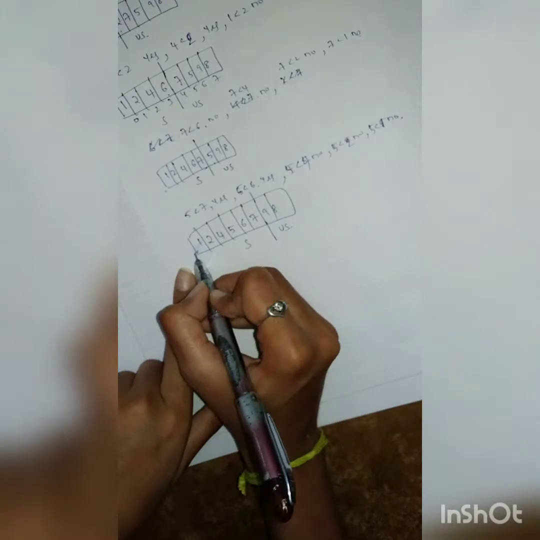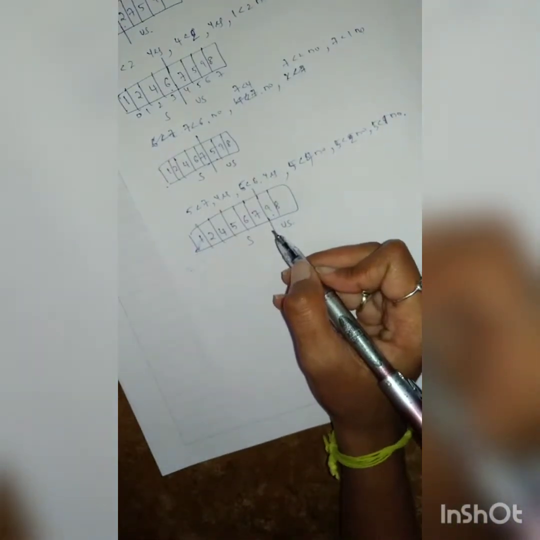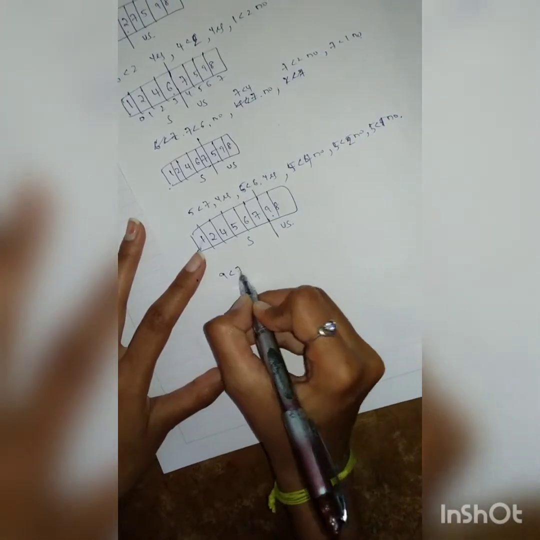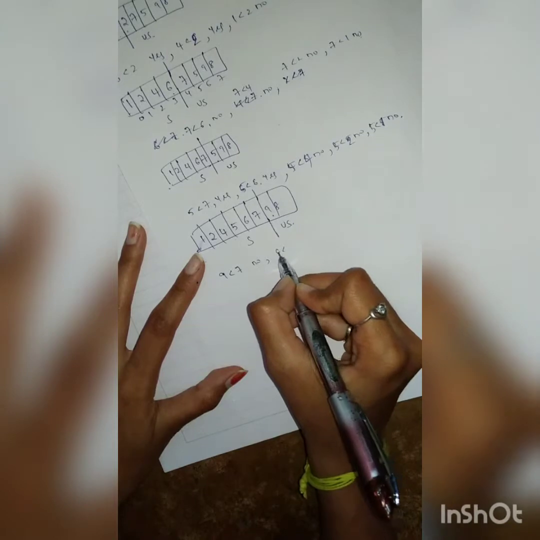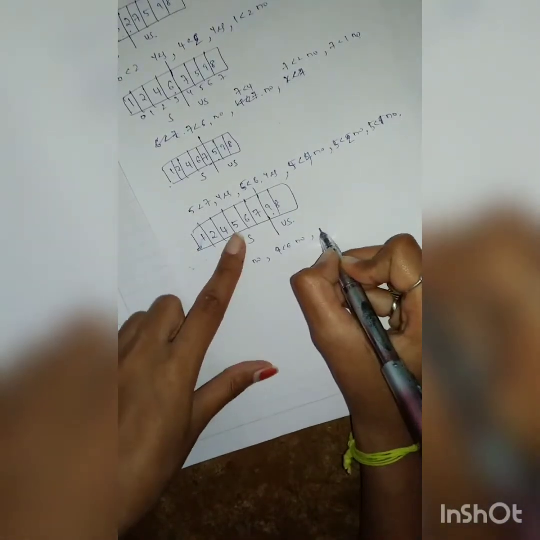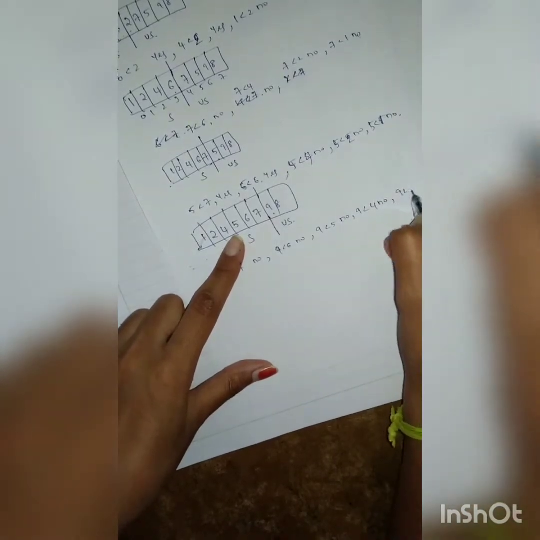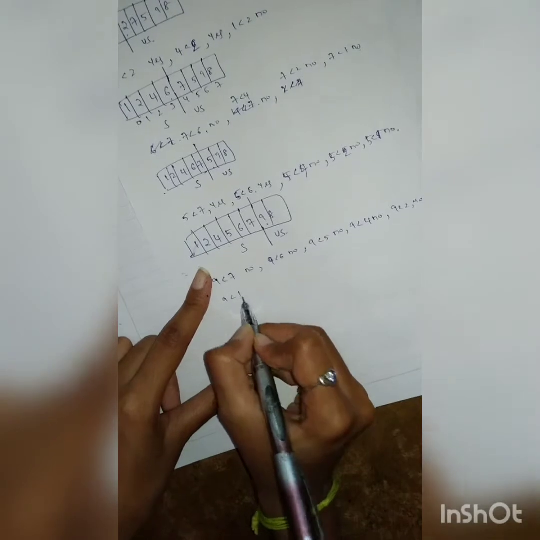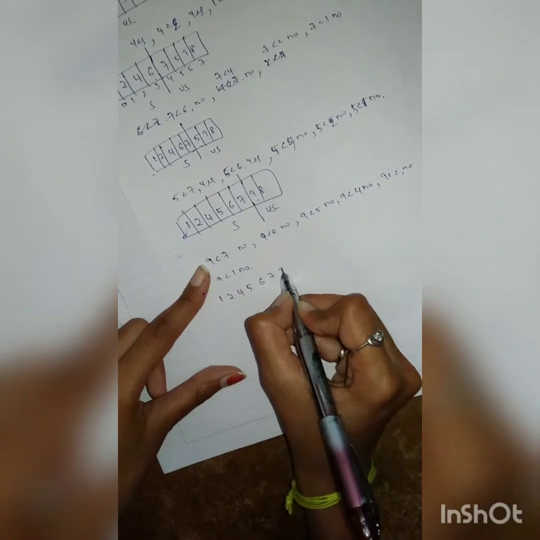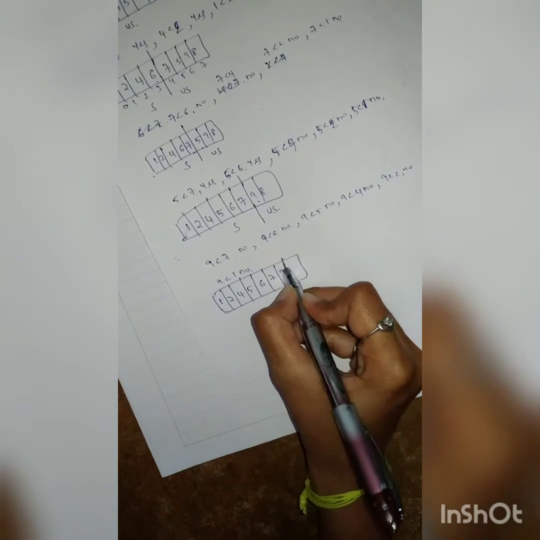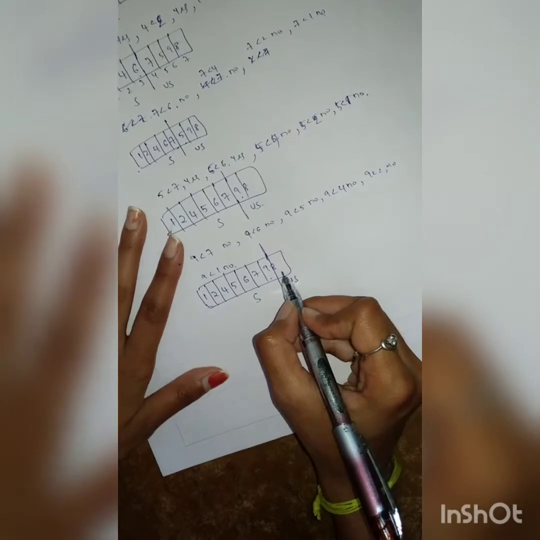Again we need to compare this 9 with the earlier elements. 9 less than 7, no. 9 less than 6, no. 9 less than 5, no. 9 less than 4, no. 9 less than 2, no. 9 less than 1, no. So what we do: 1 2 4 5 6 7 9 8. We take this as sorted, this is unsorted. Now we need to compare these 7 elements with this element 8.